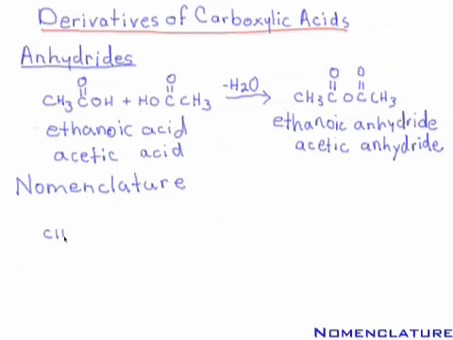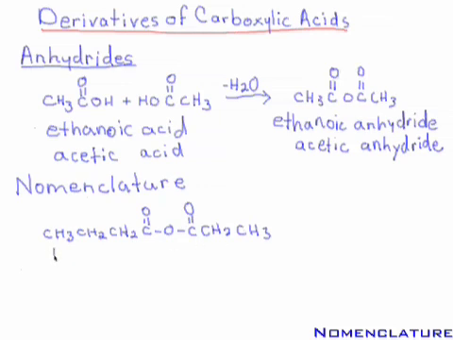If, however, an anhydride formed from two different carboxylic acids, it would not be symmetrical. On this side, or the left-hand side of the anhydride, we see a 4-carbon chain, which means that it was made from a butanoic acid. On the right-hand side, we see a 3-carbon chain, which means it's from a propanoic acid.